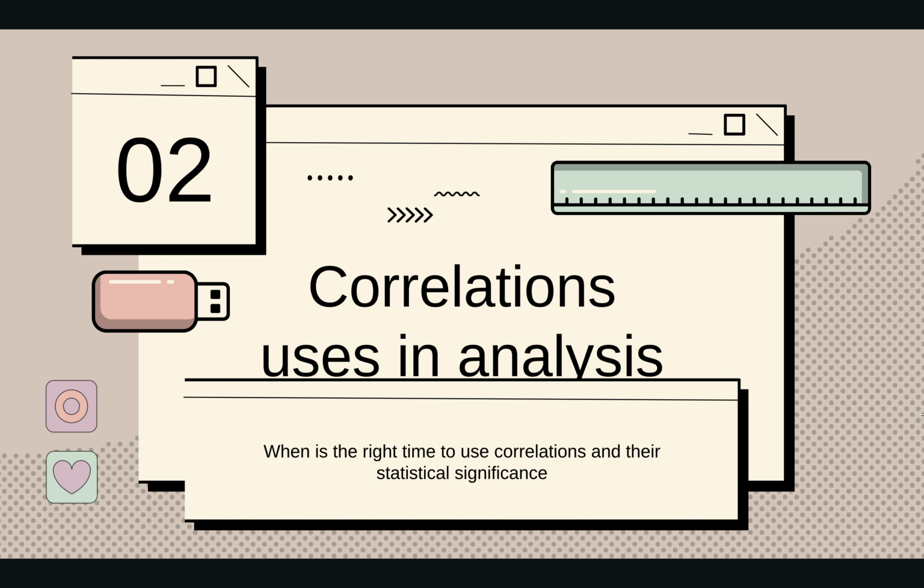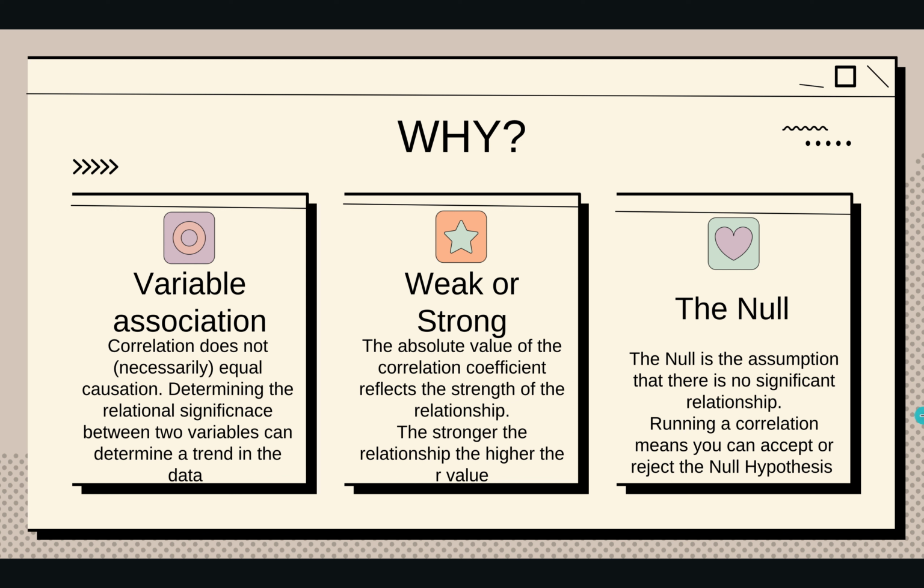So why do we use correlations in analysis? As we all know, correlation does not necessarily equal causation. So we are looking for variable association when we look at correlations. And by determining the relevant significance between the two variables, we can determine if there is a trend in the data that may hint at something else going on, what's causing these two things to be so related.